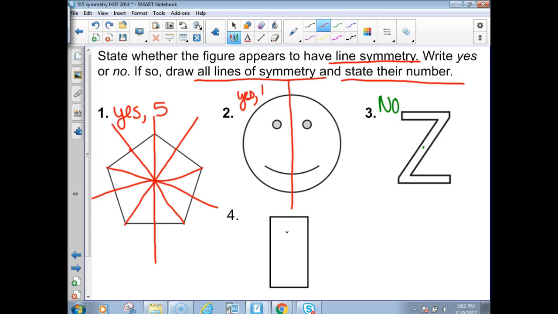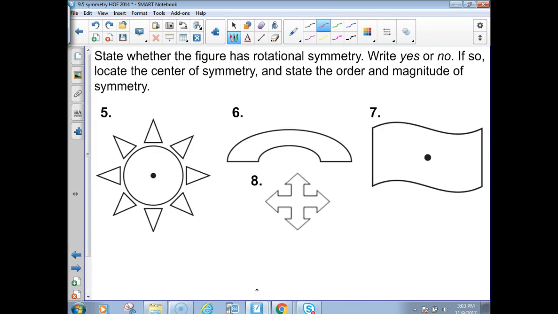All right. This rectangle will have yes and how many? 2. Only 2. Because you can only cut it in half vertically and horizontally. You cannot go over it diagonally. Now, I agree the diagonal cuts it into 2 congruent triangles. However, it will not fold on that line. So it's not a line of symmetry.